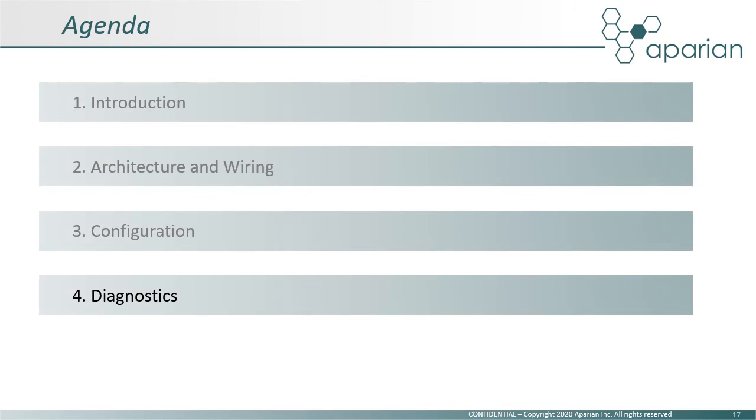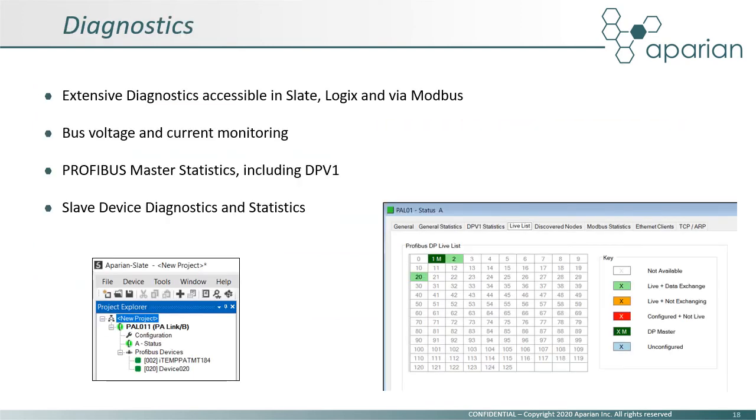Diagnostics. The PA-Link provides a wealth of diagnostics information to assist in the efficient and successful commissioning of a PROFIBUS PA system. This information is not only available in the Slate software, but is also packaged in the Logix tag structures or Modbus registers. Diagnostics pertaining to the master include bus voltage and current, live list, and global communication statistics. For each PA device, the status and individual communication statistics are also provided.